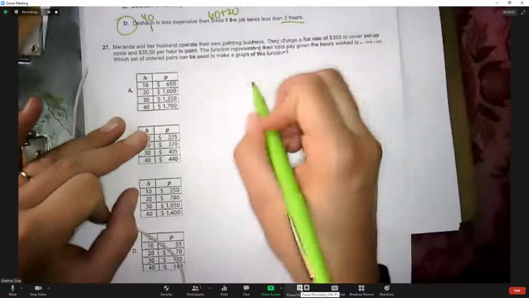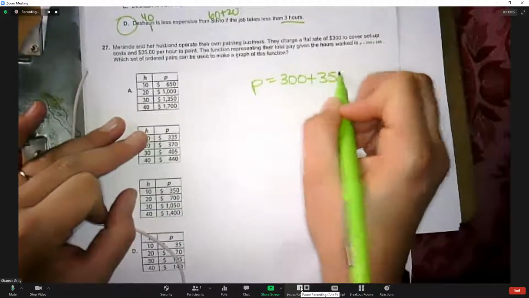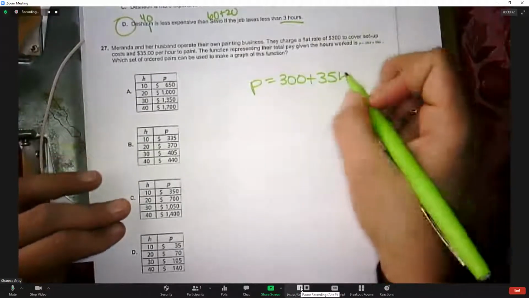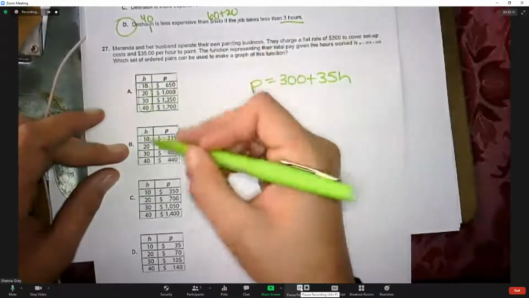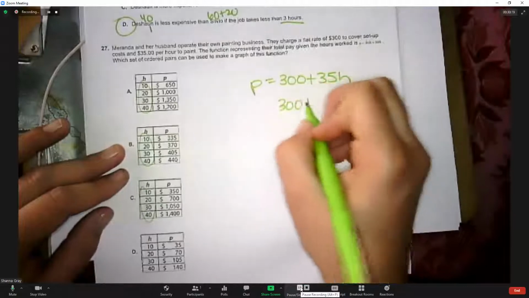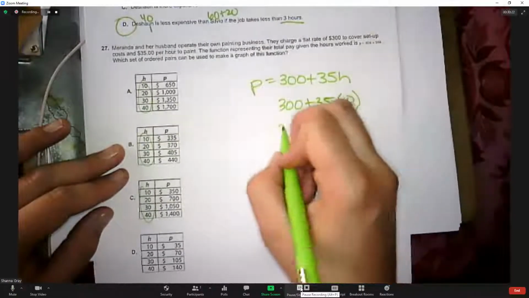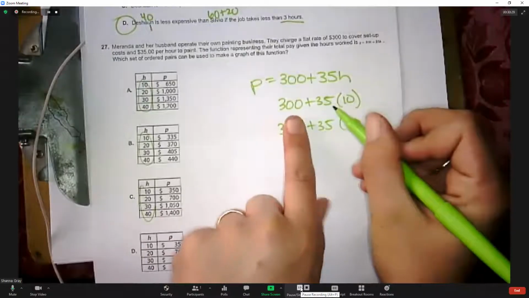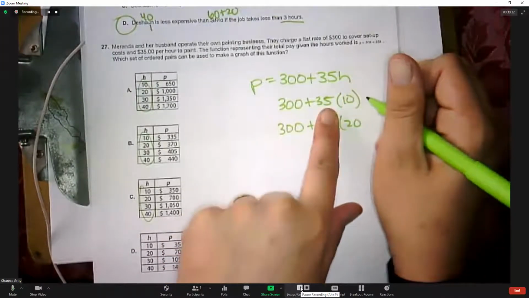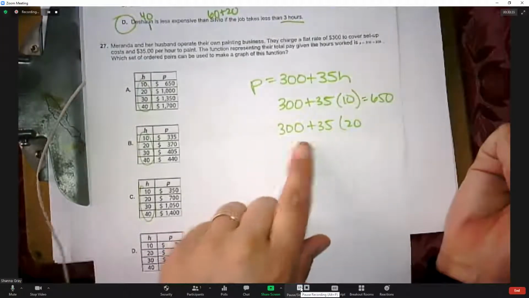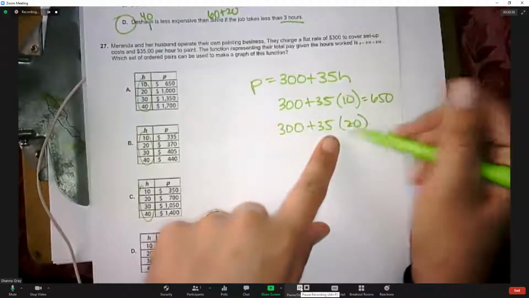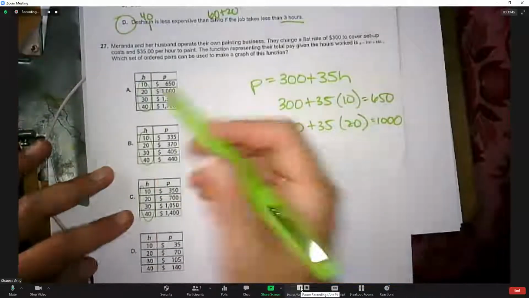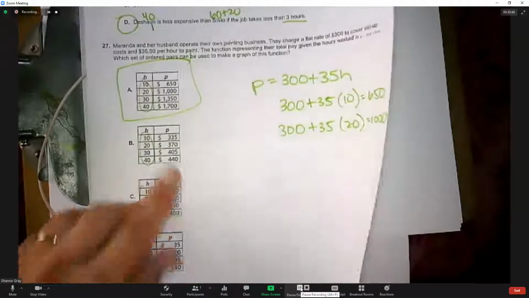All right, so this one, the equation is P equals 300 plus 35H, and they're asking which table goes with that. If you know you're filling in for each one, those 10, 20, 30, 40, you could fill those in and see. That's really what it's asking you to match, right? Even if I check these first two, that's going to be enough information. This will be 300 plus 350, so that's 650. And then this would be 300 plus 700, so that would be 1,000. So if I'm looking through, I can see that it would be the right answer. Right, 650 and 1,000.